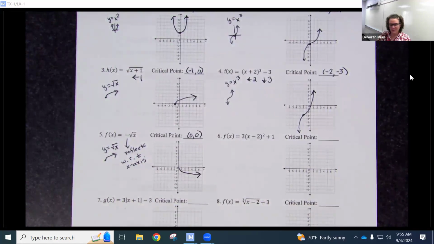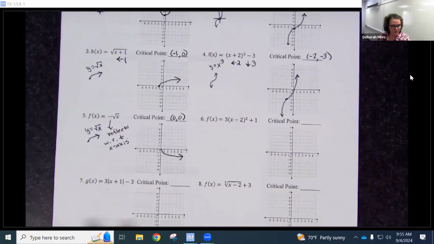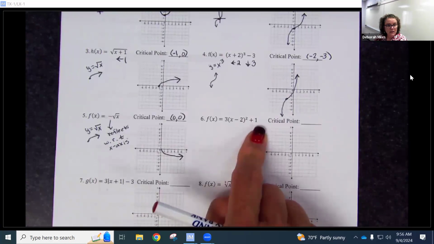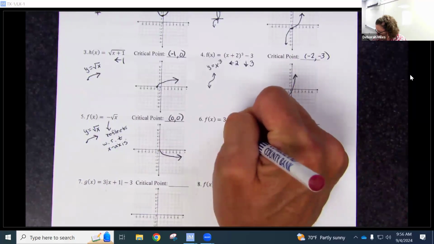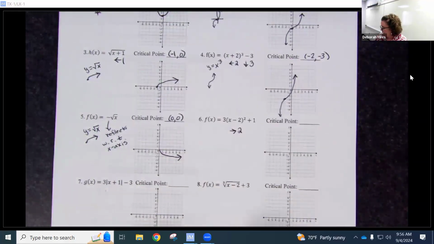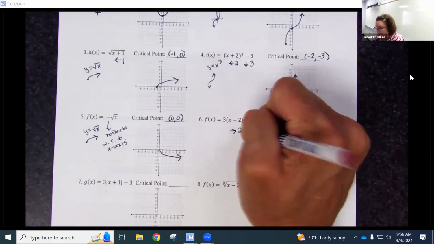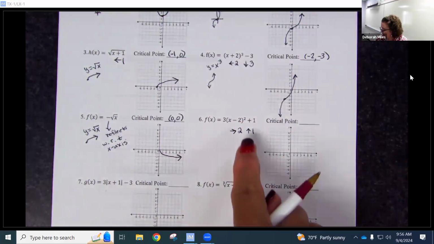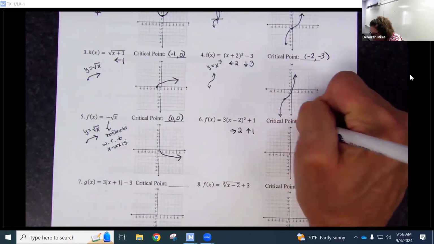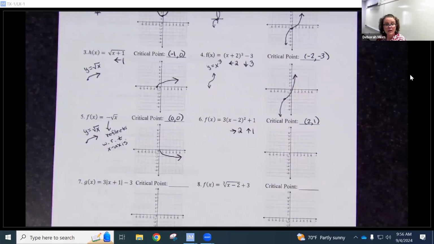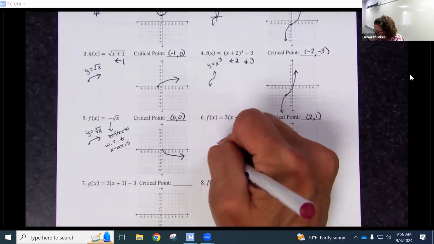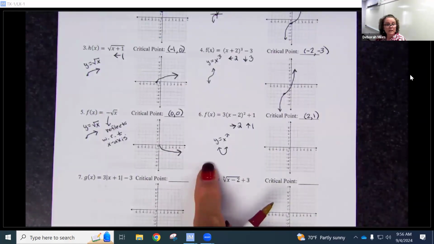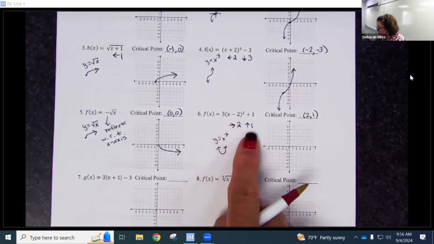Now, on number 6 and 7, you're going to see something other than a horizontal and vertical shift. For example, number 6, your horizontal shift is the opposite of the guy inside parentheses, to the right 2, and this vertical shift is up 1. So I'm going to say the critical point for this function is 2, 1. And I know that the basic graph, y equals x squared, is this parabola. This parabola is being shifted to the right 2 and up 1.